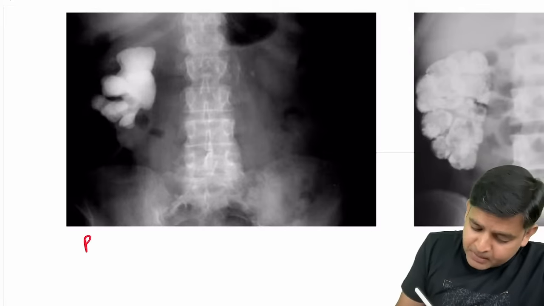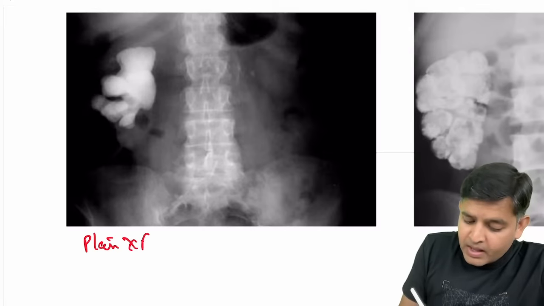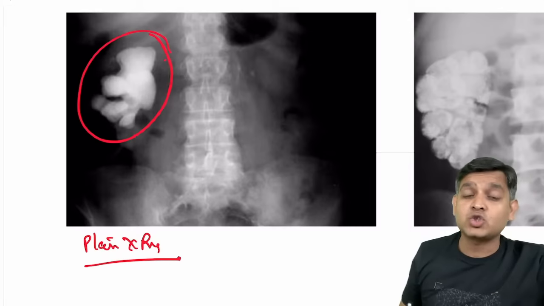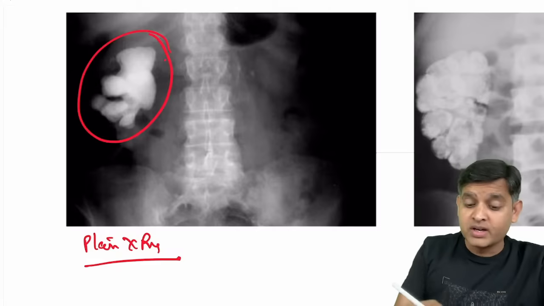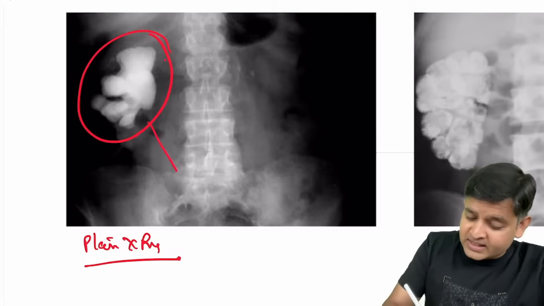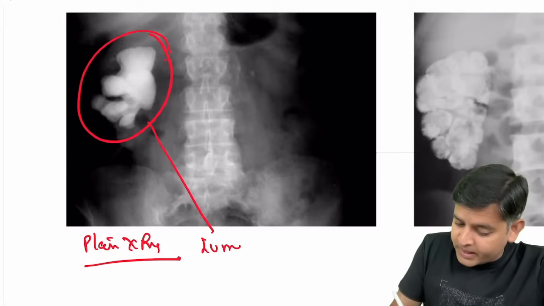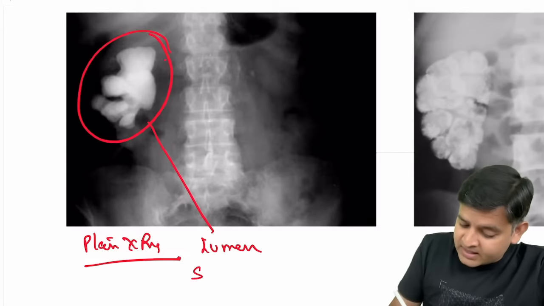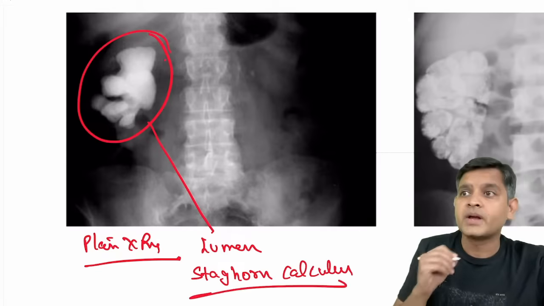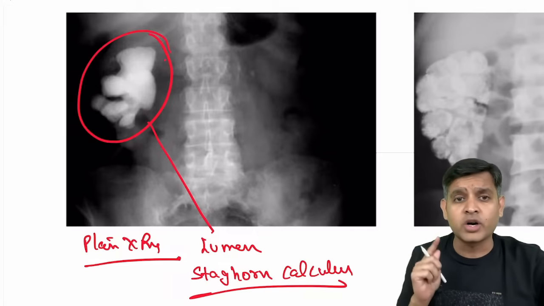So this is a plain X-ray. This much white has to be either bone or stone. This cannot be bone because it is non-anatomical. And since it is taking the shape of the lumen, it is a calculus. And which calculus? This is a Staghorn calculus.